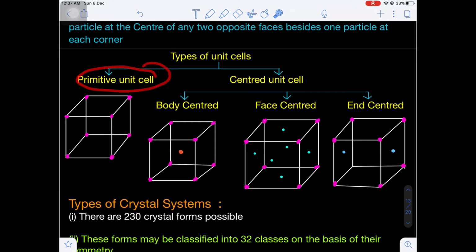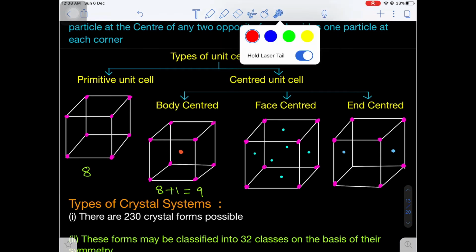There are two types of unit cell, primitive and centered. In a primitive, only one particle will be located at each corner of a unit cell. Okay. Now in the centered unit cell, again there are three types: body centered, face centered, end centered. Body centered, apart from the corner, that means in addition to the corner, there is one particle at the center of the body. So total 8 plus 1, that means 9 particles. Here in the primitive only 8 particles.